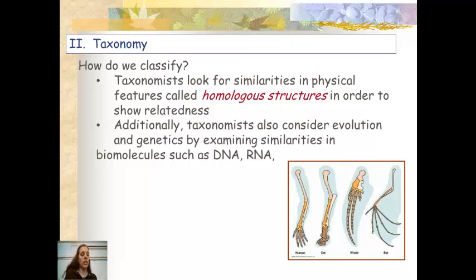Additionally, taxonomists are also considering evolution and genetics by examining similarities in biomolecules such as DNA and RNA. So how similar are our genes to the genes of a mouse or the genes of a starfish? So what biologists or taxonomists are wanting to know is, are we more related to a mouse or to a starfish? And we can look at physical features such as homologous structures, but we can also look at biomolecules such as DNA, RNA, and also amino acid sequences. So remember, amino acids are what build proteins.